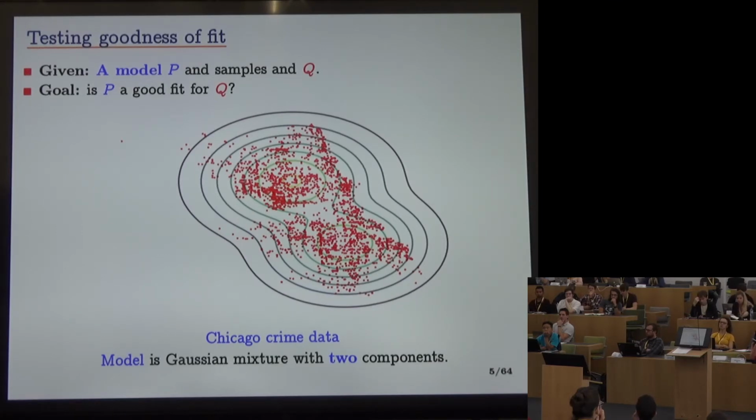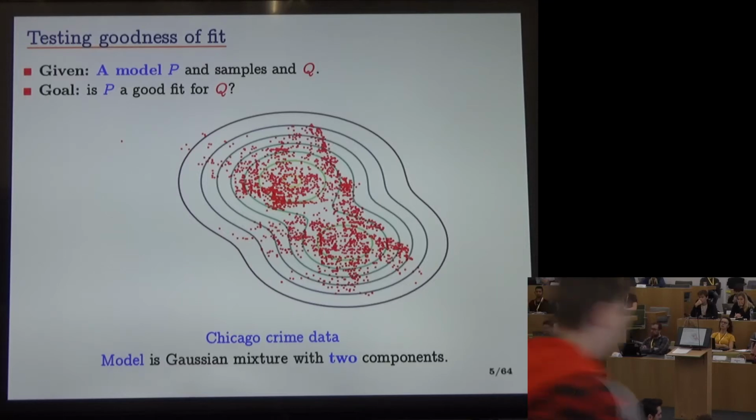Then I fit a very bad model to this. It's a mixture model with just 2 Gaussians. You can see it's a bad fit, okay? And what I might want to know is, how bad is this fit? And where is it fitting badly, okay?